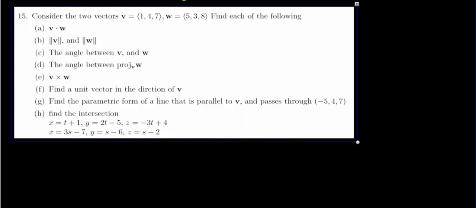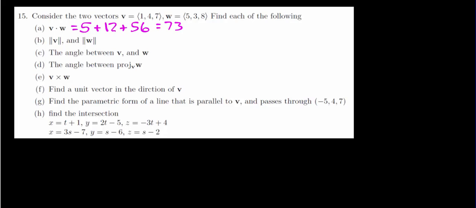Now we jump into the vectors. Remember, when we talk about dot product, we just multiply corresponding components: 1 times 5 plus 4 times 3 plus 8 times 7, which is 5 plus 12 plus 56, and we get 73.